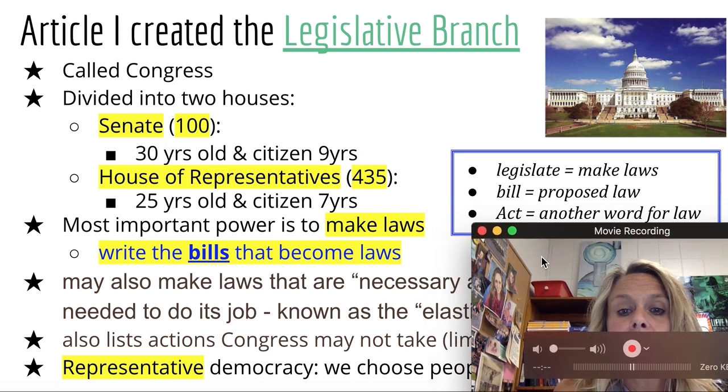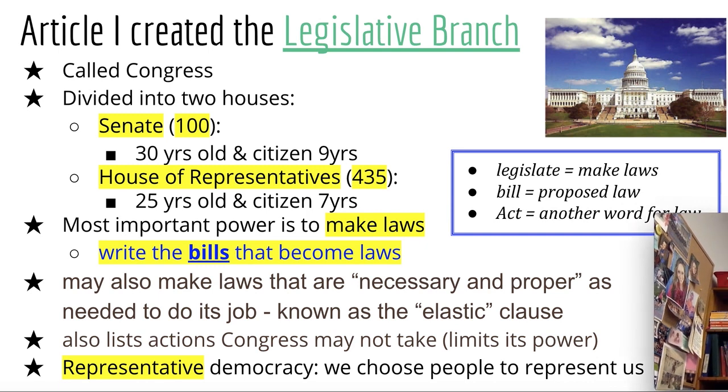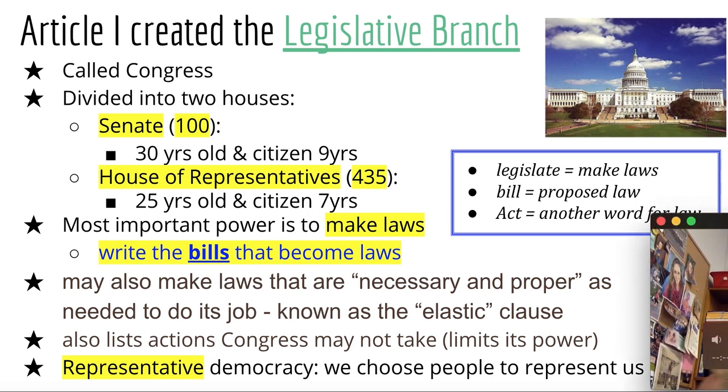I'm going to move this over a little bit so you can see. I'm going to get out of the picture for a second. And so Article 1 created the legislative branch. This is the building that they meet in. This is the seat of our government. This is the Capitol building. The Senate meets on one side, the House of Representatives on the other side.